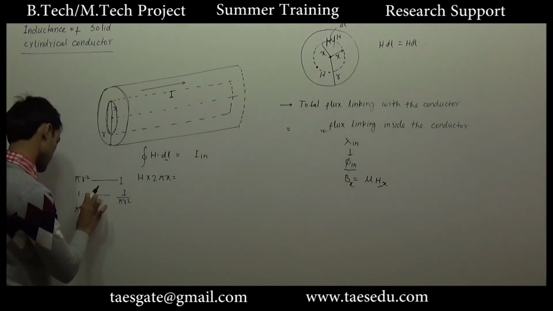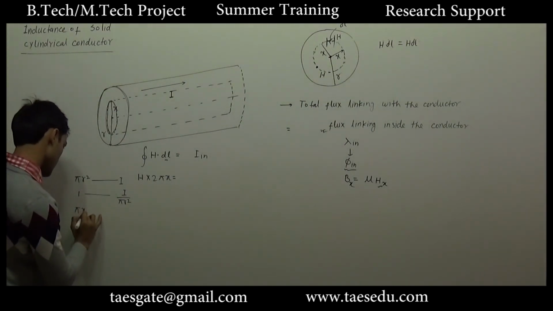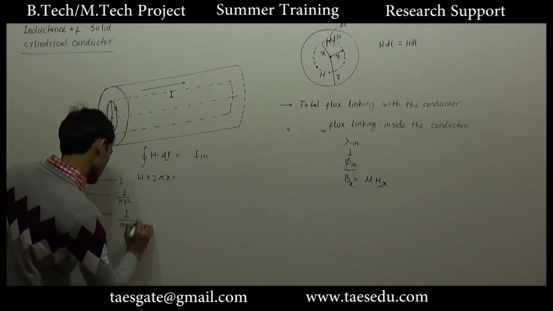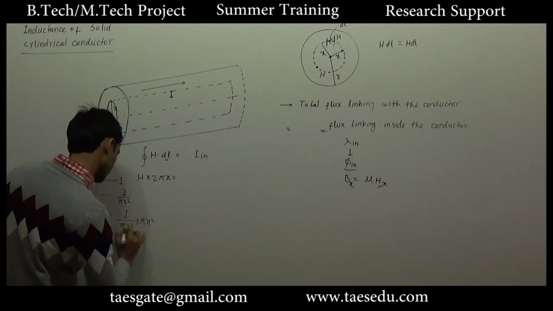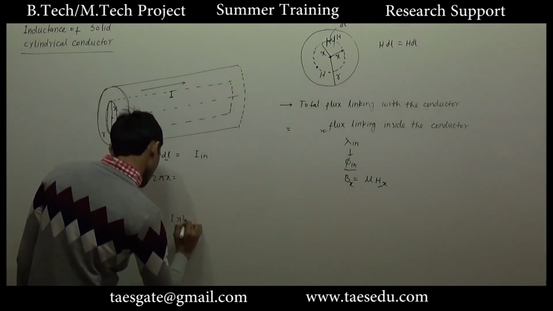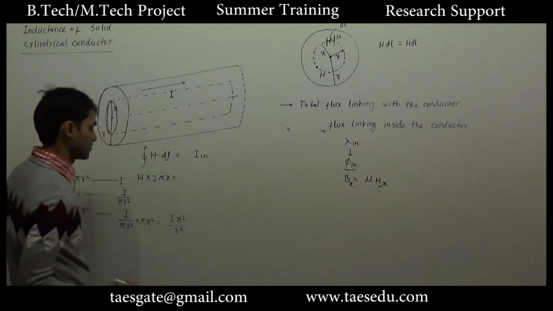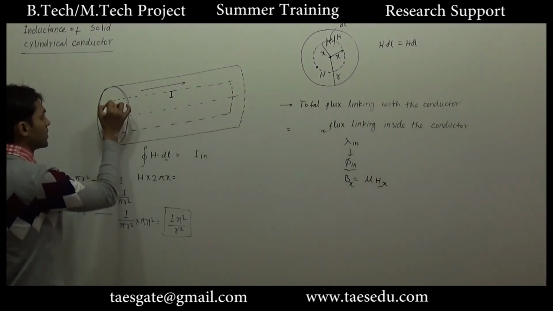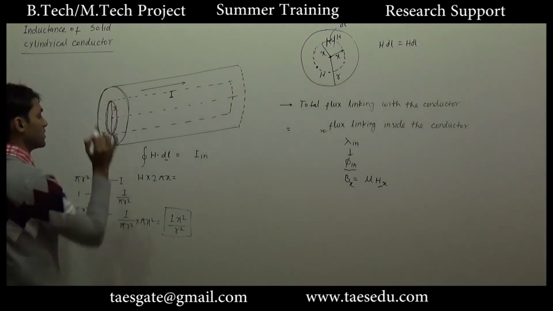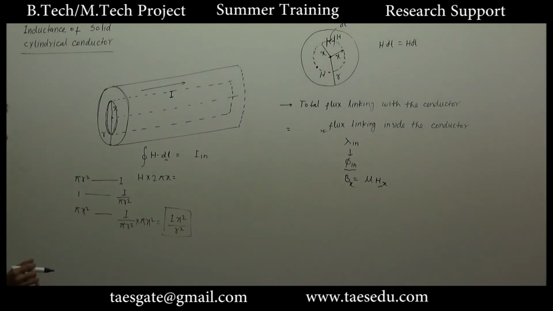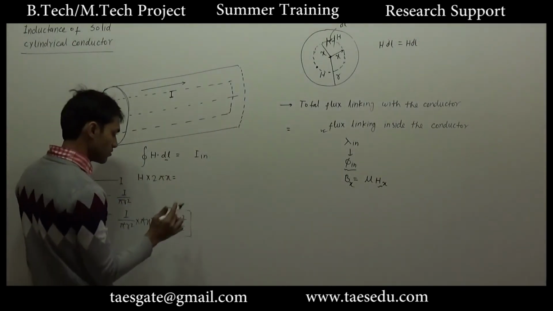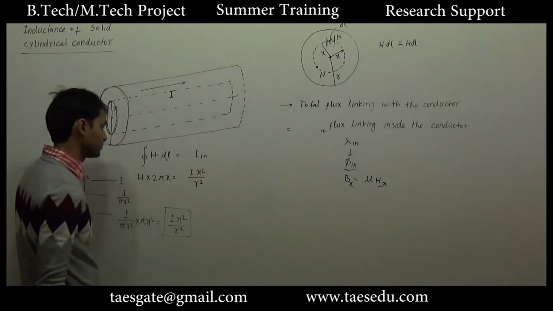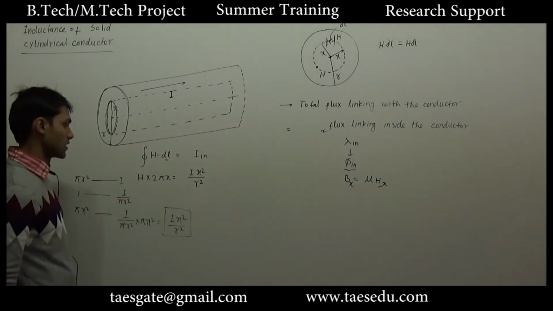So the total current carried by pi x square cross section will be I divided by pi r square into pi x square, that is I x square divided by r square. This much current is carried by the cross-sectional area enclosed by this periphery. So the total enclosed current will be I x square divided by r square, where I is the total current.